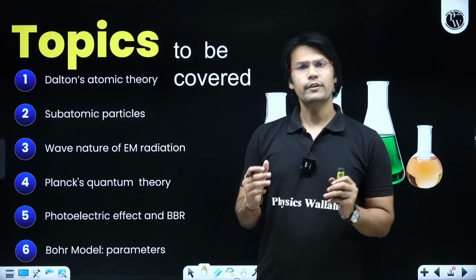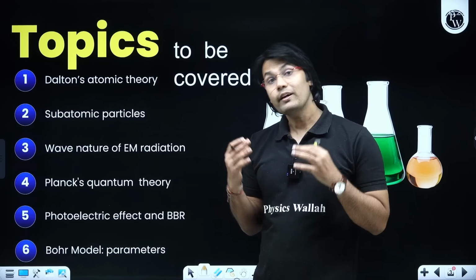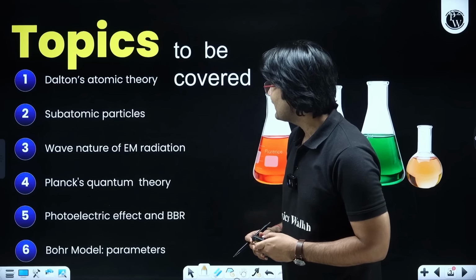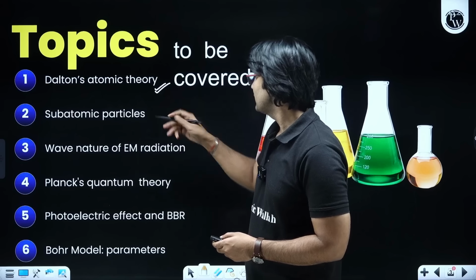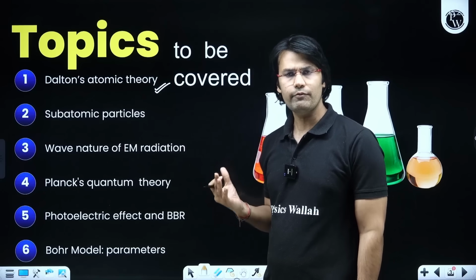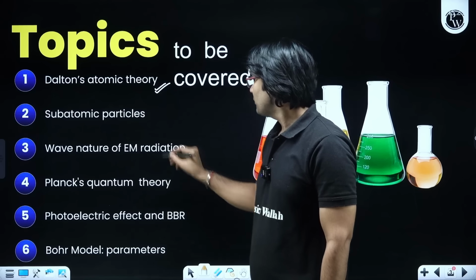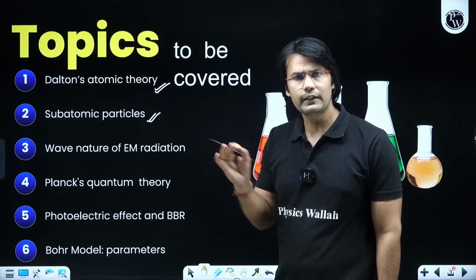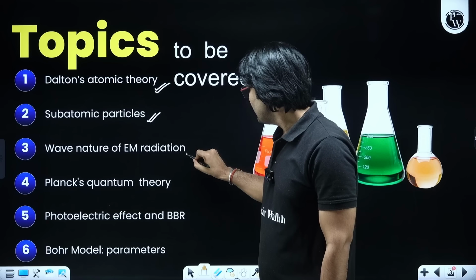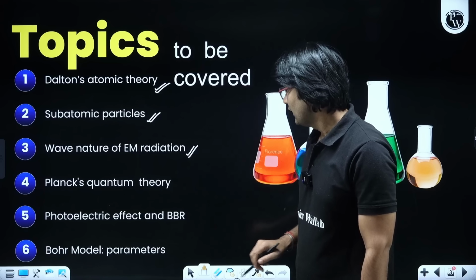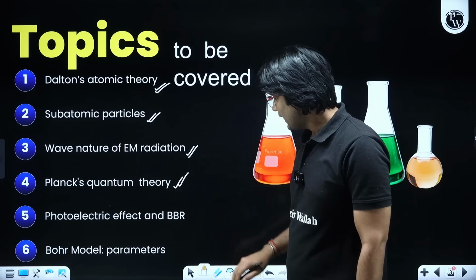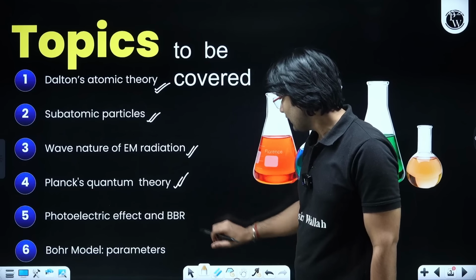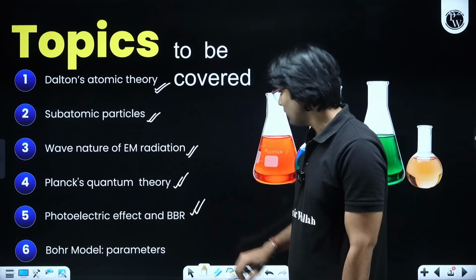Now students, first let's see what topics in atomic structure we will be covering in today's session. We will start with Dalton's atomic theory, because we get statement type questions in the exam from Dalton's atomic theory. Then we will talk about the subatomic particles, that means electron, proton, neutron and their properties. Then we will talk about the wave nature of electromagnetic radiation, and then Planck's quantum theory. Why do we need Planck's quantum theory? Because there are certain phenomena like the photoelectric effect and black body radiation.